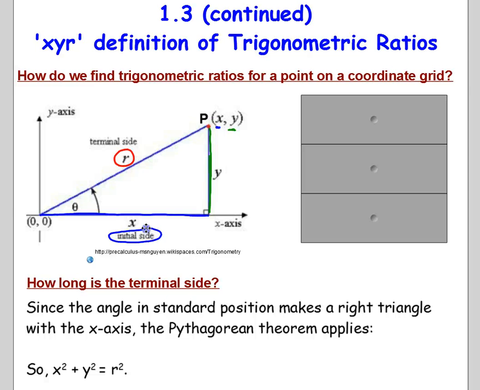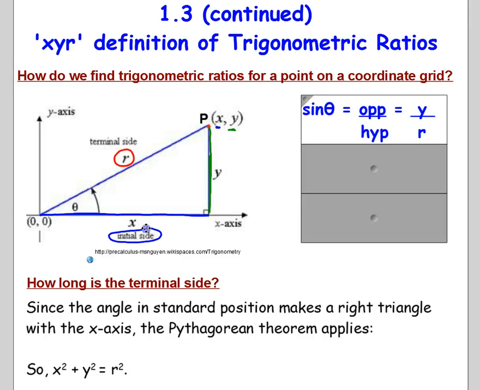Now I'm just going to, from here, define the sine, the cosine, and the tangent for a point on a coordinate grid. The first one is the sine ratio. Sine we traditionally have known as opposite over hypotenuse, and this definition still works well for a point on a coordinate grid. The only difference is now the opposite is the y value of the point.